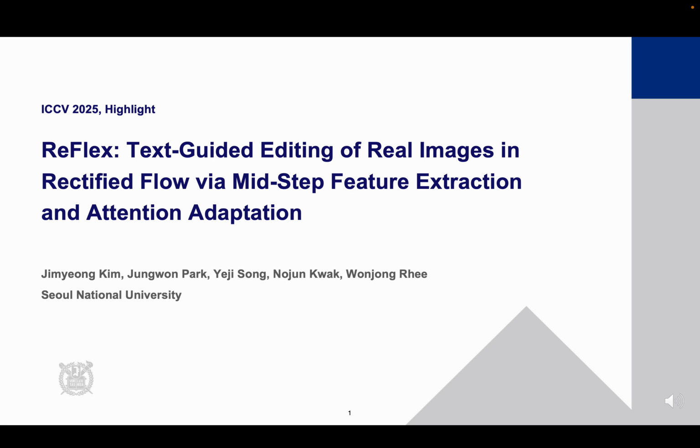This work addresses a key limitation of existing image editing approaches. Most of them are designed based on features from UNet-based diffusion models, which makes it difficult to apply them to the recently popular MMDiT-based rectified flow models. To overcome this limitation, we analyze the internal features of MMDiT and introduce a new method that enables text-guided editing of real images within the rectified flow framework.